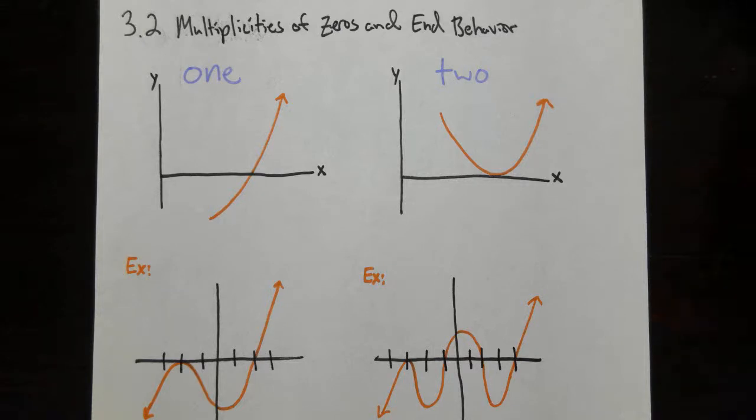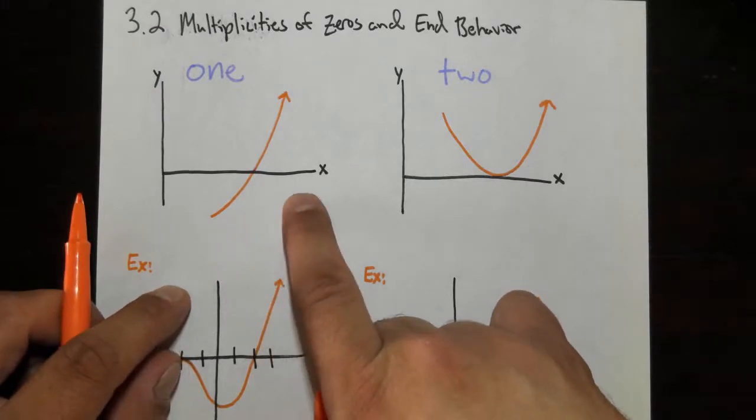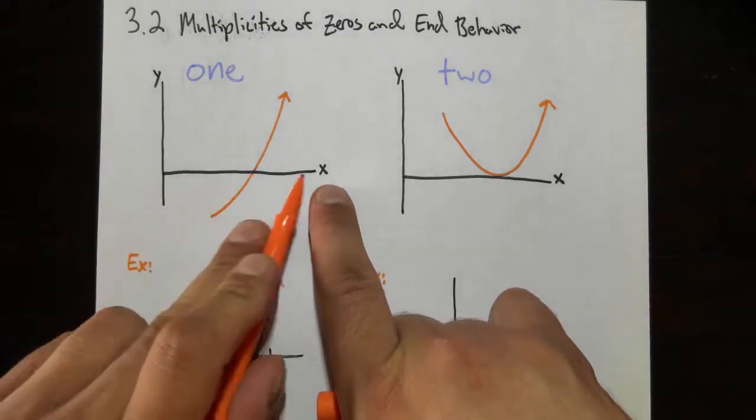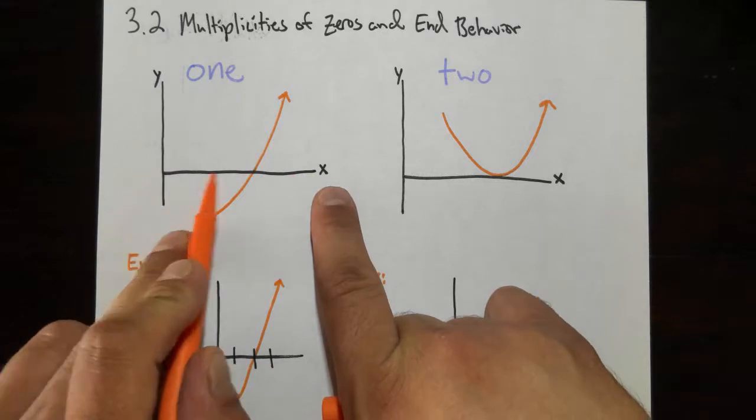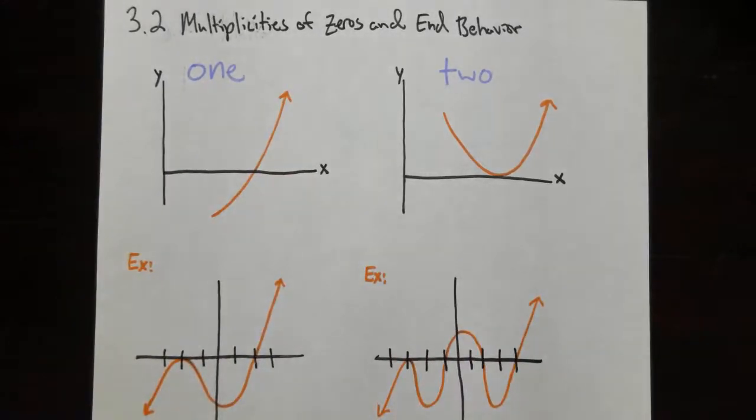So here I have two examples. First, let's just recall what a zero is. Remember, a zero is an x-intercept. A zero is also a root. Those are all the same thing. So we're really looking at where the function crosses the x-axis, the horizontal axis. So here I have two examples.